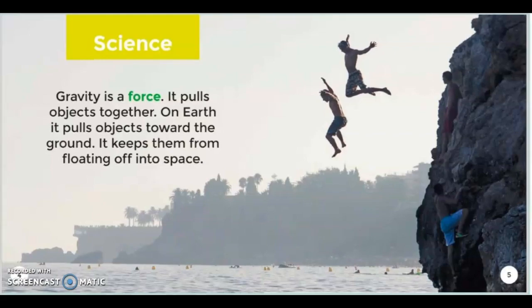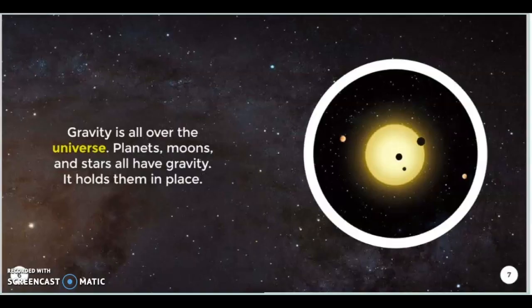Gravity is a force. It pulls objects together. On Earth, it pulls objects towards the ground. It keeps them from floating off into space. Gravity is all over the universe. Planets, moons, and stars all have gravity. It holds them in place.